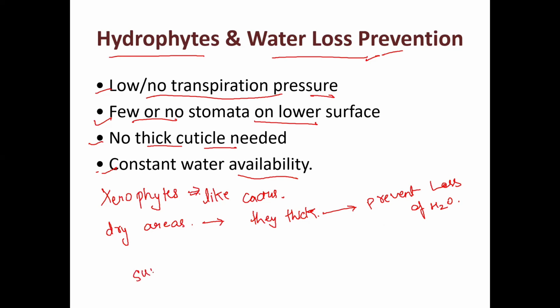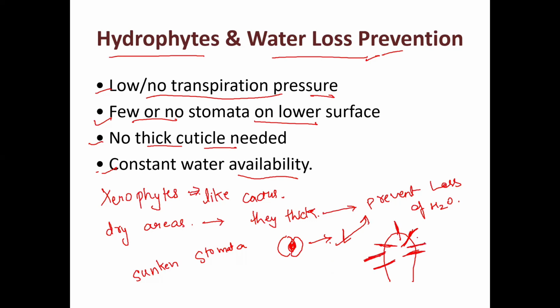Sunken stomata. What does it mean? Stomata remain closed most of the time. Why? If they remain closed most of the time, it helps to prevent loss of water in the form of vapor. And small or modified leaves. Look at the cactus. This is a cactus stem. The leafy part is these spines. This is the modified leaf, and this is the modified stem portion.